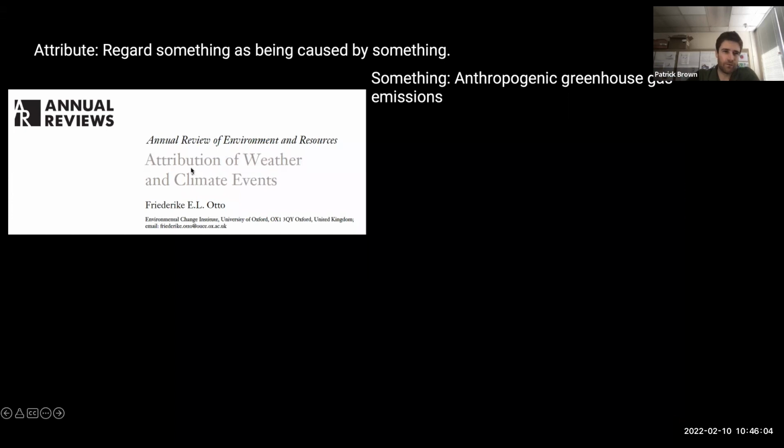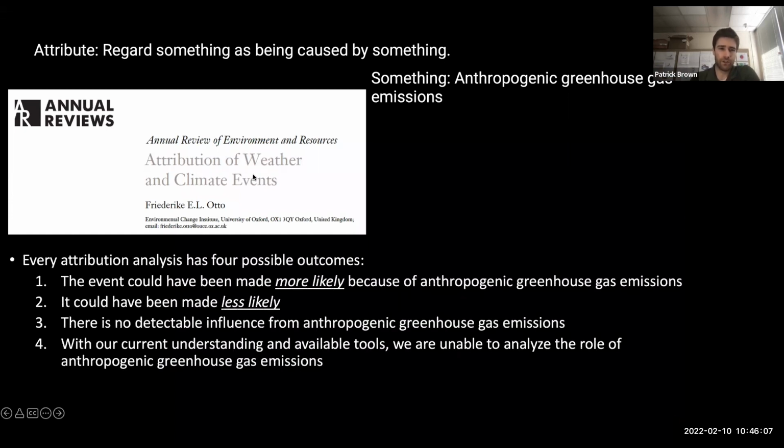But for this type of question of attribution, there are basically 4 outcomes that can occur when scientists are studying this question. The first is that the event could have been made more likely because of anthropogenic greenhouse gas emissions, human-caused greenhouse gas emissions. The second is that it could be made less likely. The third is that there's basically no detectable influence on the odds of seeing that thing. And the fourth is that with our current understanding and tools, we're not able to properly analyze the role of anthropogenic greenhouse gas emissions on that event.